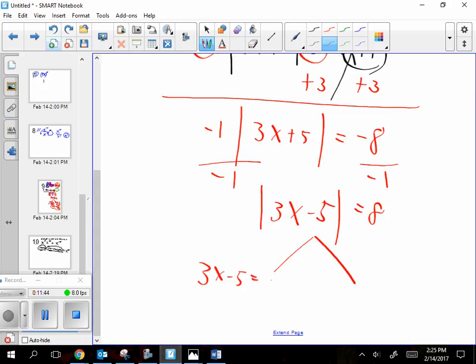3x minus 5 equals 8. And 3x minus 5 equals negative 8. I'm going to leave it there, and I think you can take it from there. That's what our review test, called the cumulative number 4, is about. We're going to have it tomorrow. And that's all I got for you for today.